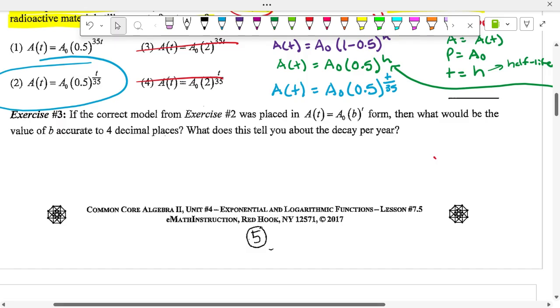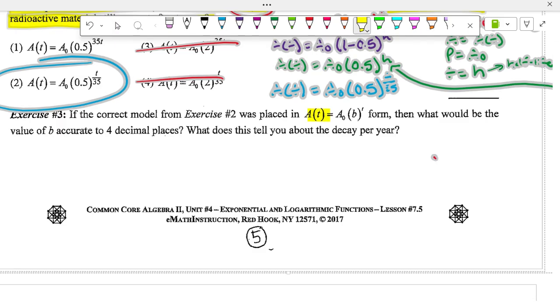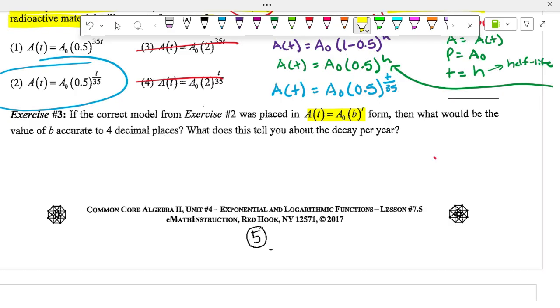If the model from exercise 2 was placed into this form, in other words, we want to get t by itself, then what would be the value of b to 4 decimal places? So we're going to do exactly what we did in the previous problem. So I'm going to take A of t is equal to A₀ (0.5)^(t over 35).